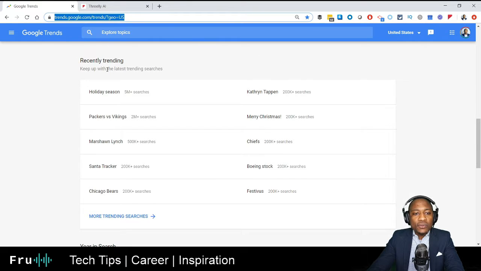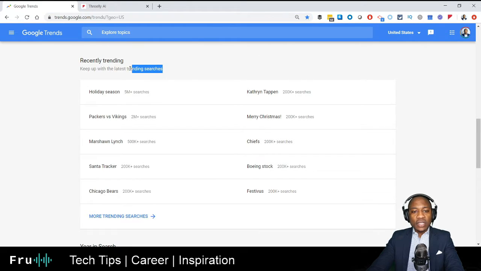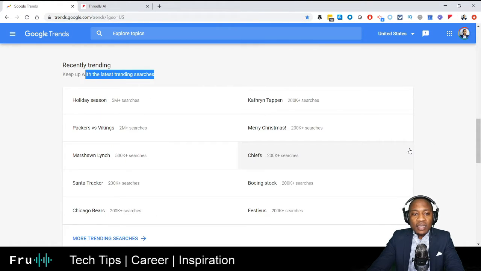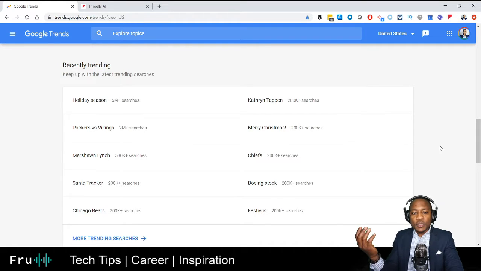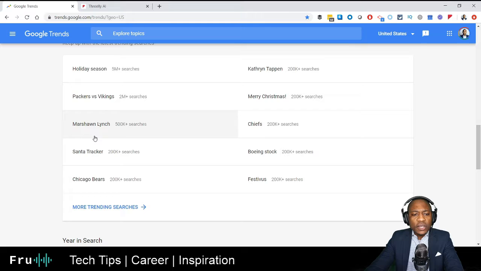It says recently trending: keep up with the latest trending searches. So this is what people are searching. I hope we can see this in the news recently. Say I just woke up this morning and I really don't have an idea of what's going on and what people are talking about across the internet sphere. I can look here and have an idea. Oh, people are definitely searching about the holiday season, which makes sense as we're recording this video in the holiday season. Packers versus Vikings, that was a big game last night. The Vikings lost, I believe, and the Packers won. So there was a lot of searching going on. Marshawn Lynch, Santa Tracker.